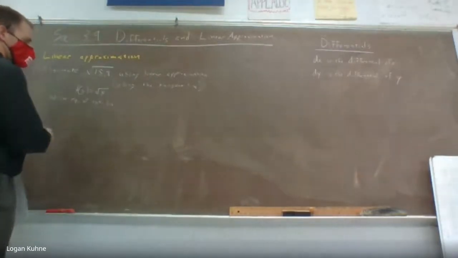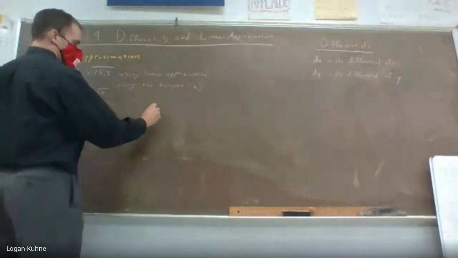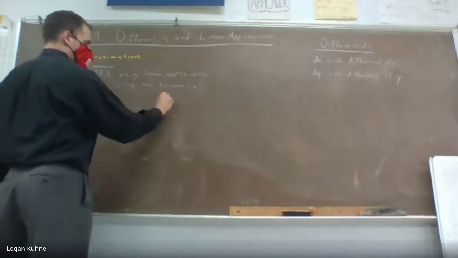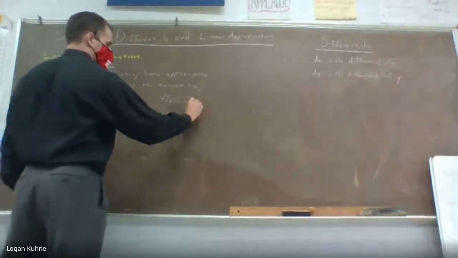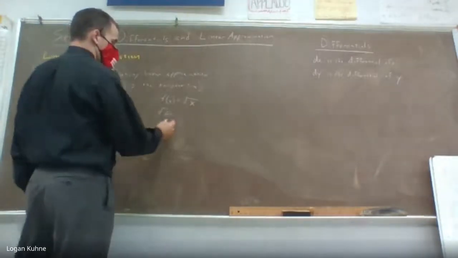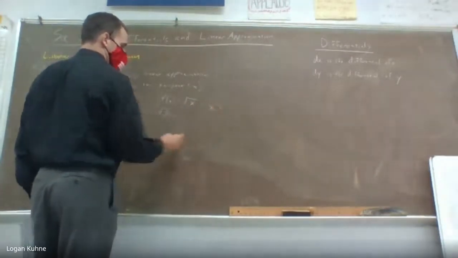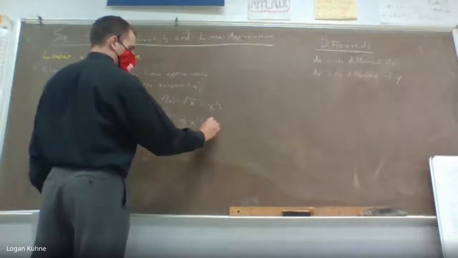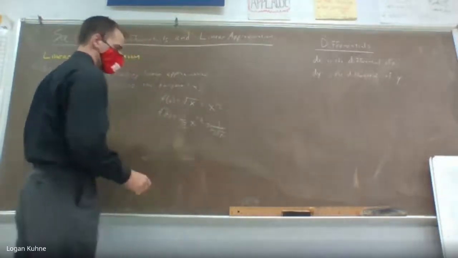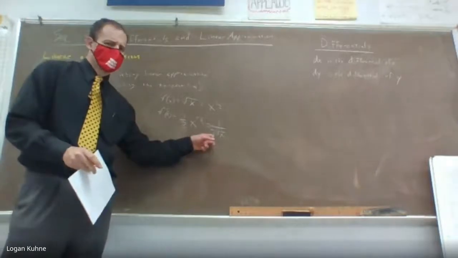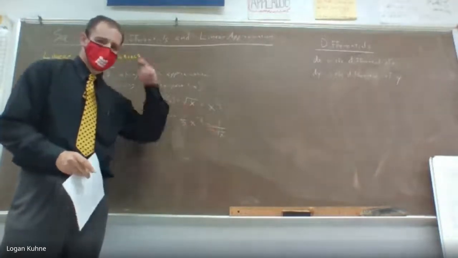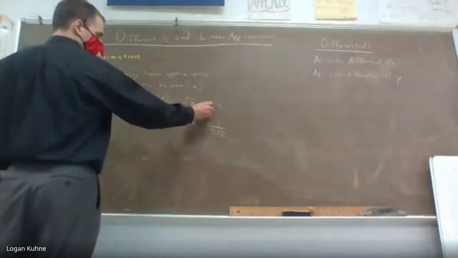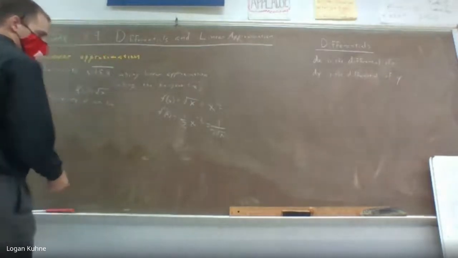Okay, so I'm going to use this right here. To do that, of course, we need to find f prime of x. So if f of x is the square root of x, then f prime of x, now remember this is x to the 1/2, f prime of x is 1/2 x to the negative 1/2, which is 1/(2 times the square root of x). That's something that is just good to memorize. You don't have to, but it's good to memorize because that just comes up a lot. Okay, so the derivative of the square root of x is 1/(2 times the square root of x).